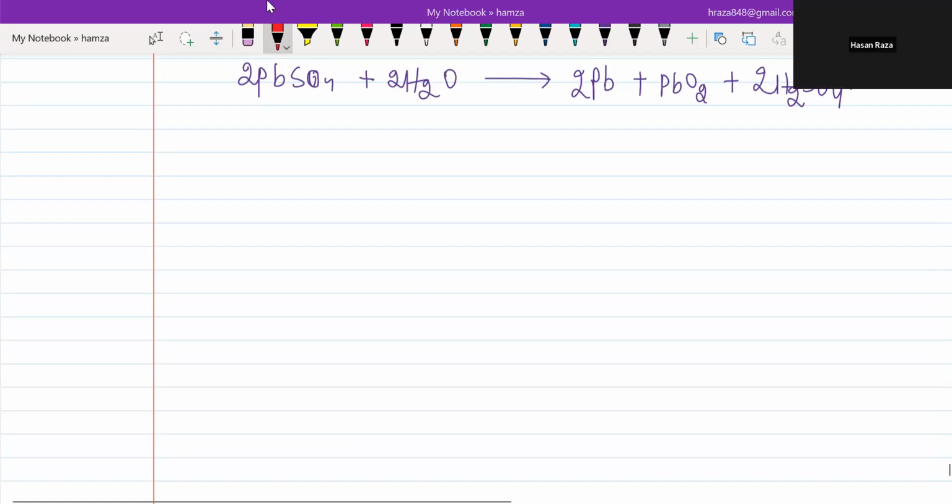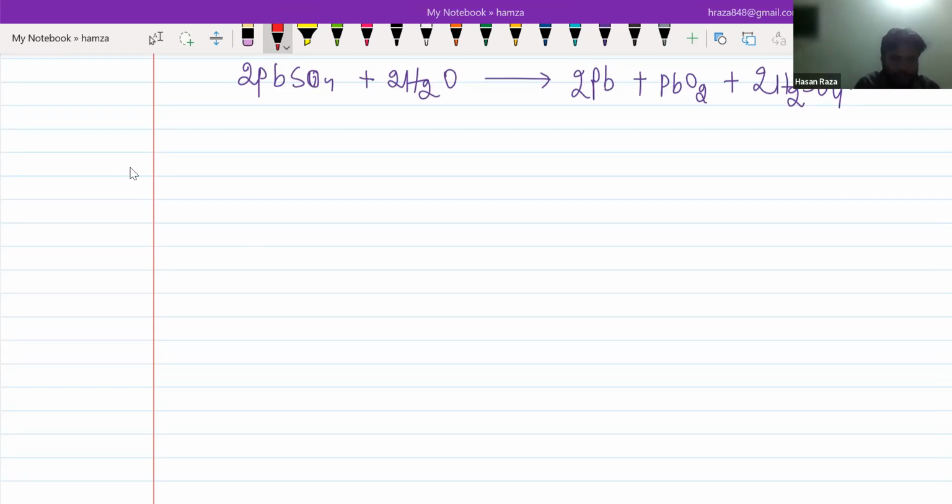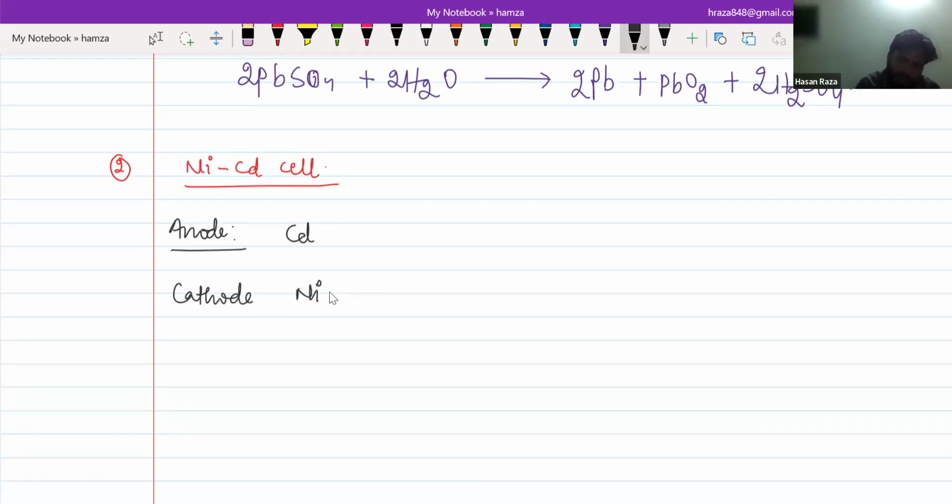Very good, everyone. Now see, we have another type of secondary cell, that is nickel cadmium cell. So see what is at anode and cathode. We will see first it at anode. This is anode cadmium, and cathode NiOH, and the electrolyte is basically NaOH, that is sodium hydroxide.